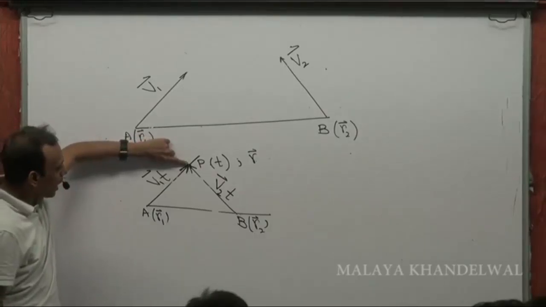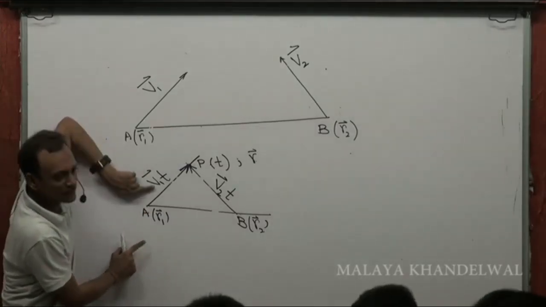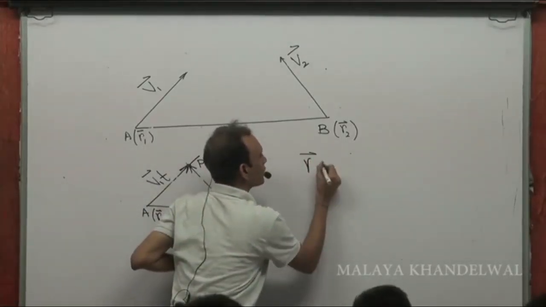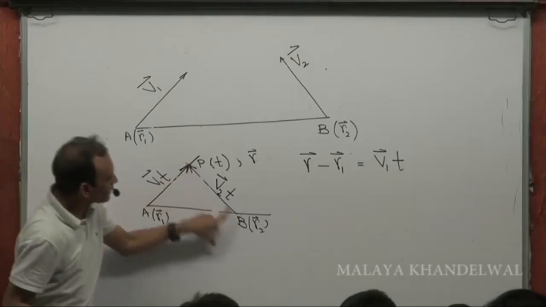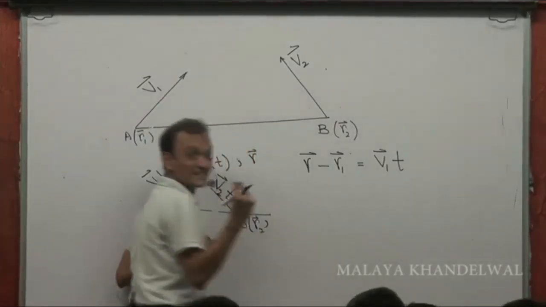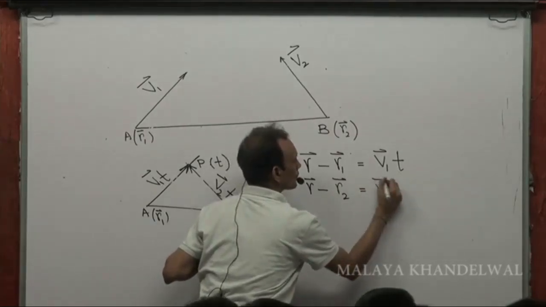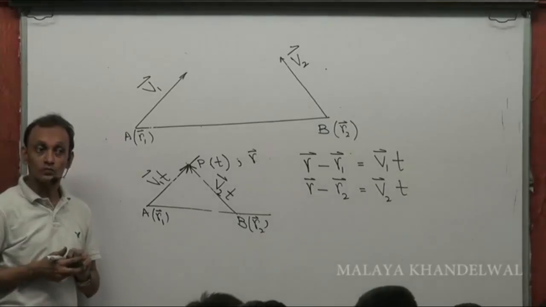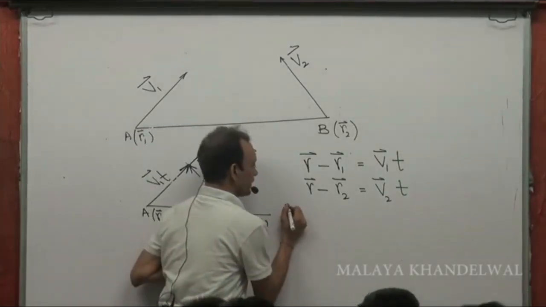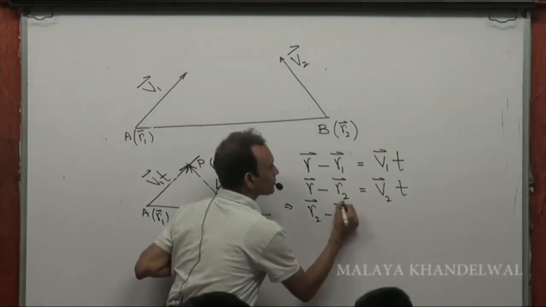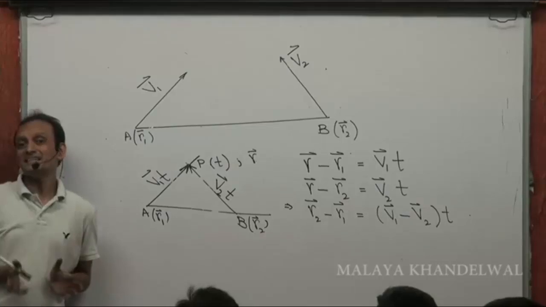Now, do you realize r minus r1 is v1t? This vector is the final position r minus the initial position r1. R minus r1 is v1t, and r minus r2 is v2t, where t is a scalar. If I subtract these two to eliminate r, then I end up getting r2 minus r1 equals (v1 minus v2) into t, where t is a scalar.